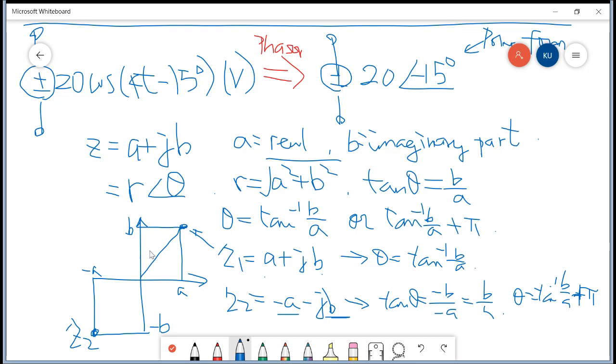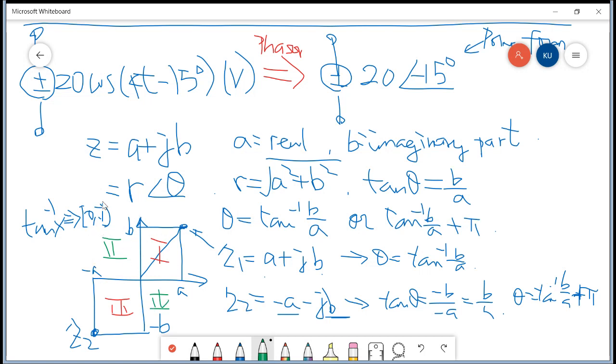For example, in this case, if your arctangent gives the range 0 to pi, then if B is negative, you need to add the pi so that you get the correct theta. And actually this is the case for the first quadrant and the third quadrant. And for the second and fourth quadrant, it will be similar.